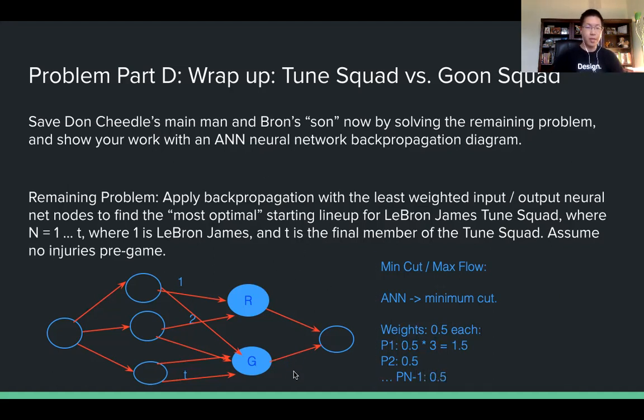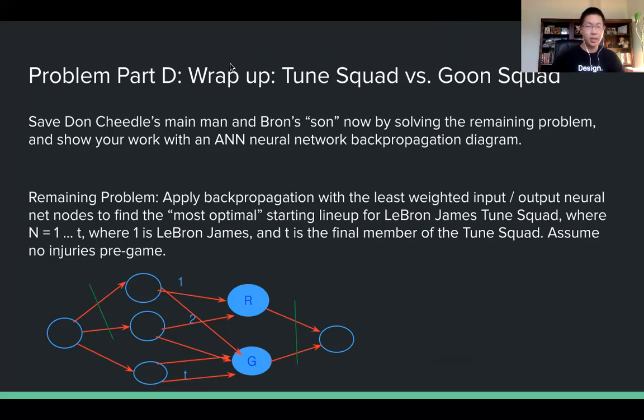So for this problem set, you want to basically give LeBron James, I'll use green here, the following starting lineup. You want to do a little slash here. So first two cuts, and then here, these two cuts. So the most optimal starting lineup that LeBron can possibly have is his first two starters and everybody up to the T minus one. So your final solution for this entire thing is just going to simply be this.